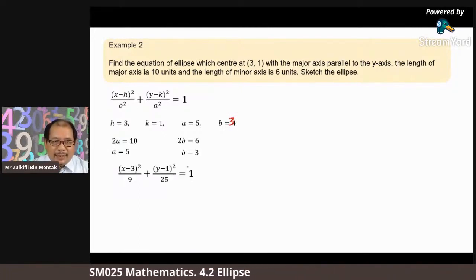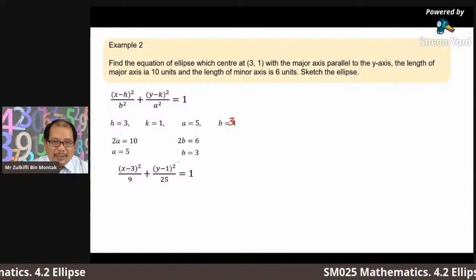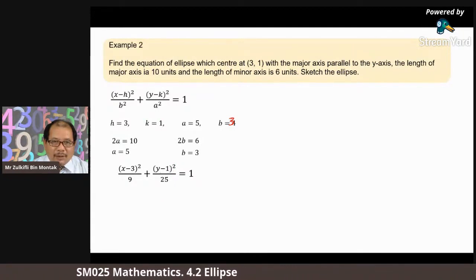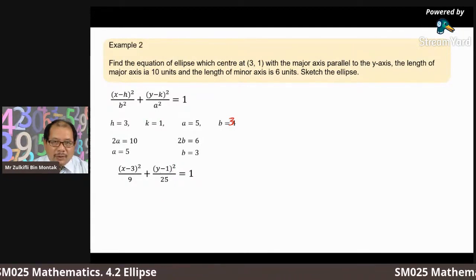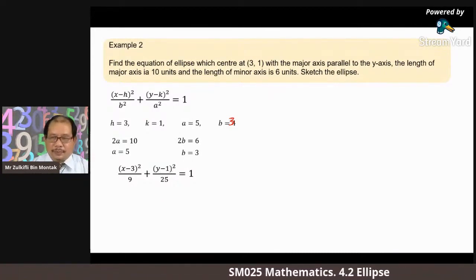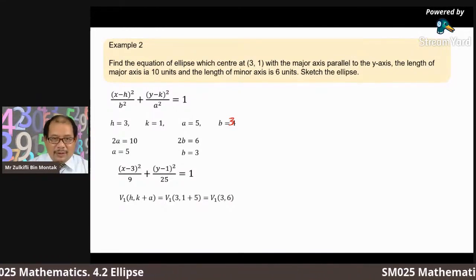Okay, (x minus 3) squared over 9, plus (y minus 1) squared over 25 equals 1. This is the equation of the ellipse. Now we can find the vertices. This is the formula for the vertex.